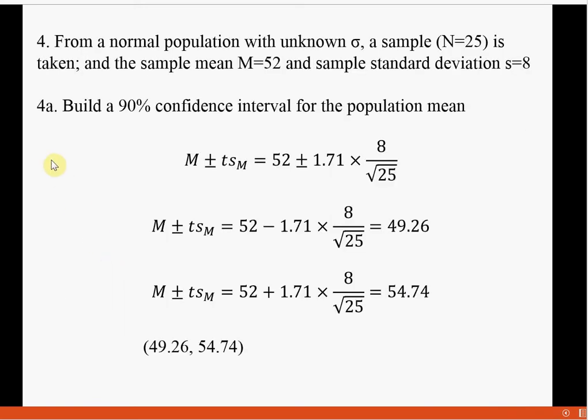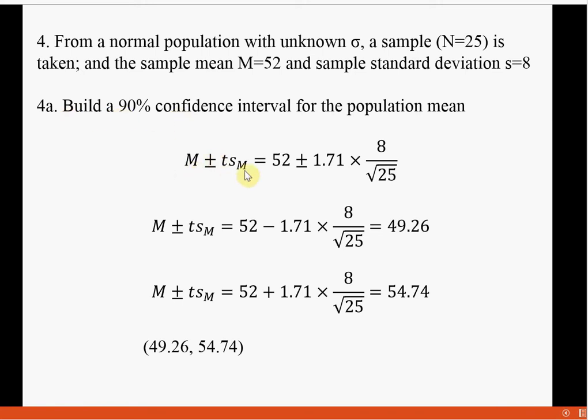4. From a normal population with unknown population standard deviation, a sample size 25 is taken, and the sample mean is 52, and the sample standard deviation is 8. Clearly, this is a case where we do not know the population standard deviation, and the sample size is smaller than 30. So this is a case where we have to use t-score.